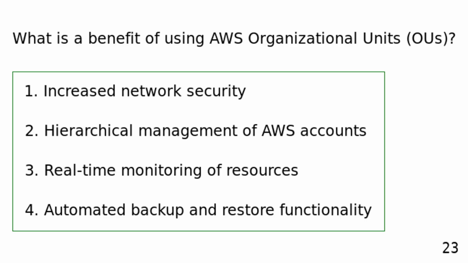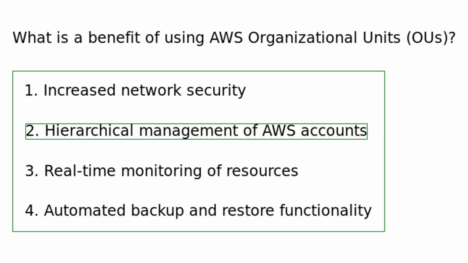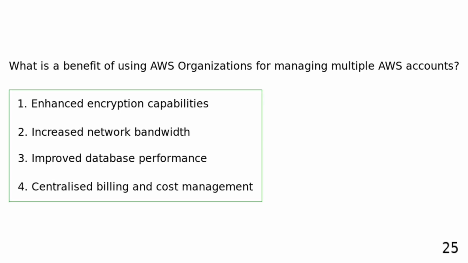What is a benefit of using AWS organizational units? Increased network security. Hierarchical management of AWS accounts. Real-time monitoring of resources. Automated backup and restore functionality. OUs in AWS Organizations allow for hierarchical management of AWS accounts, helping to structure and manage the accounts based on organizational needs. What is a benefit of using AWS Organizations for managing multiple AWS accounts?